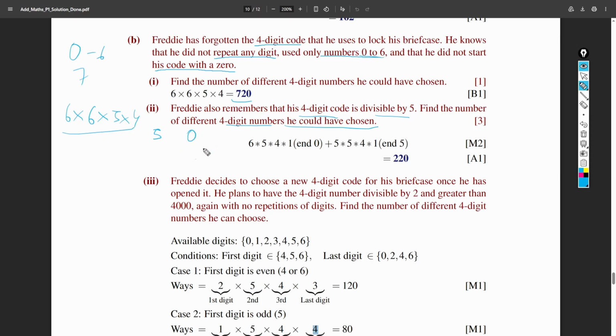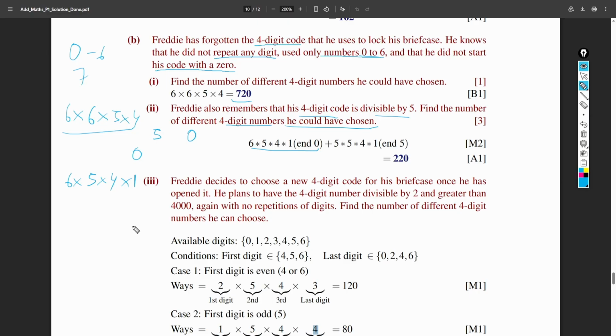So let us say the last digit is 0. So we chose 0. We have only one option. And then for the first digit we have 6 options, right? 1 to 6. So we have 6 options. For the second digit we chose 2 numbers already, so 5 options. And the third digit we have 4 options. All right, so this is if it ends with 0.